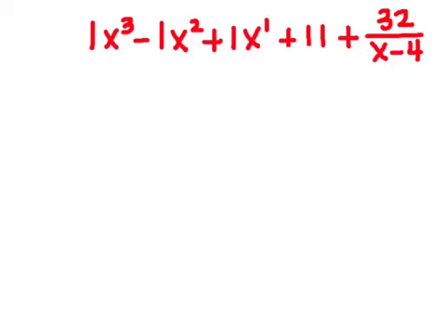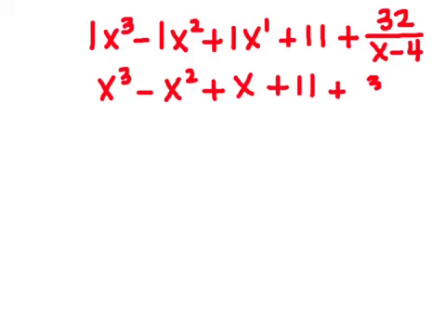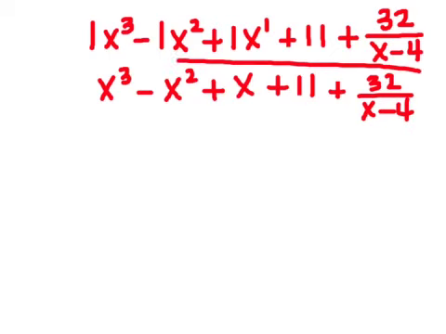Now some of these extra ones are unnecessary, so you could write this one as x to the 3rd. This one is just minus x squared. This one is just x. This one is 11, and then 32 over x minus 4. So that would be the best way to write it.